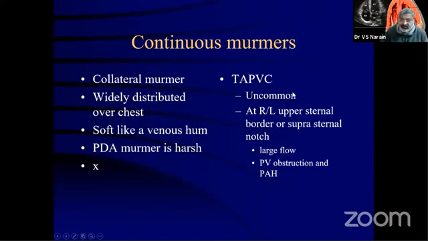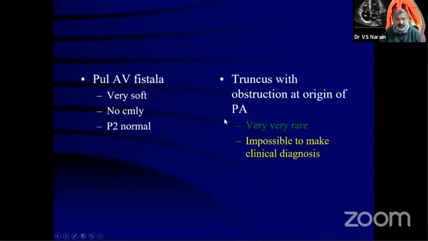In total anomalous pulmonary venous connection, uncommonly you will have continuous murmurs. They are heard higher up, at the suprasternal notch, and they could be because of two reasons: because of the large flow itself, and predominantly also because of any obstruction in the venous channel. So TAPVC uncommonly can give rise to continuous murmurs. Pulmonary arterial fistula, we have already said they are very soft. They do not have any cardiomegaly, and P2 is normal. Truncal continuous murmurs because of obstruction of the origin of the PA are so rare that it is impossible to make a clinical diagnosis.